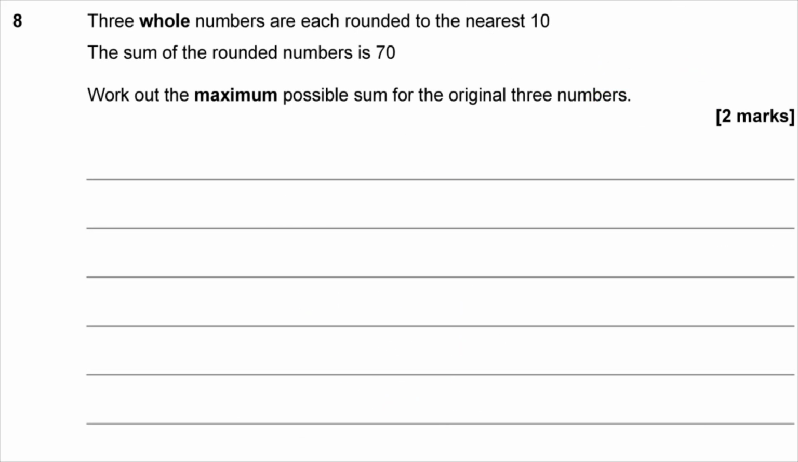Question 8. Three whole numbers are each rounded to the nearest 10. The sum of the rounded numbers is 70. Work out the maximum possible sum of the original three numbers. And that's quite a confusing question, really.